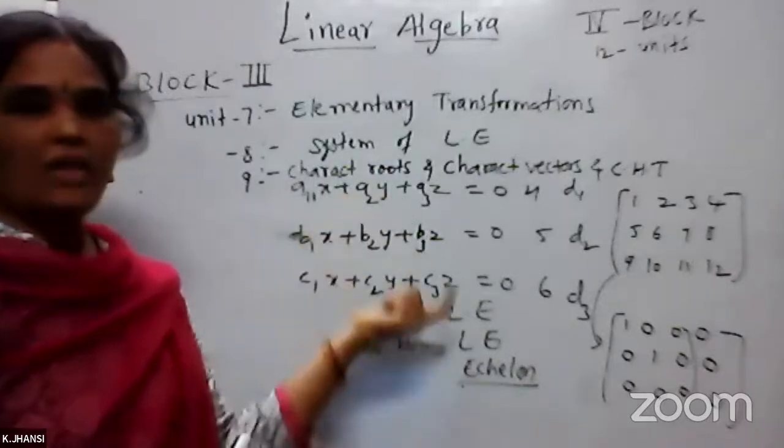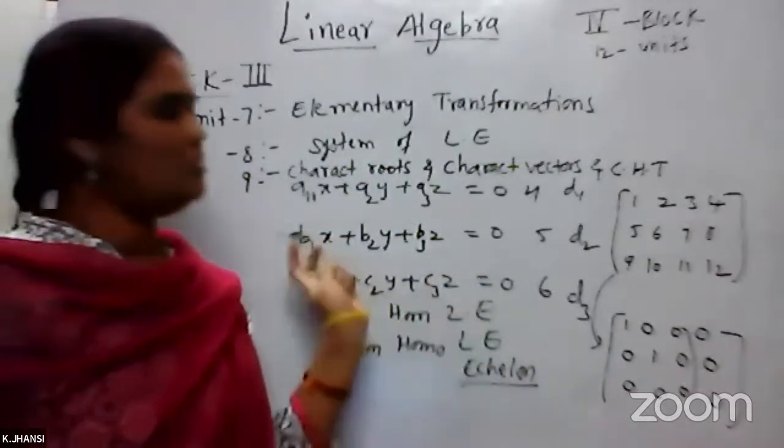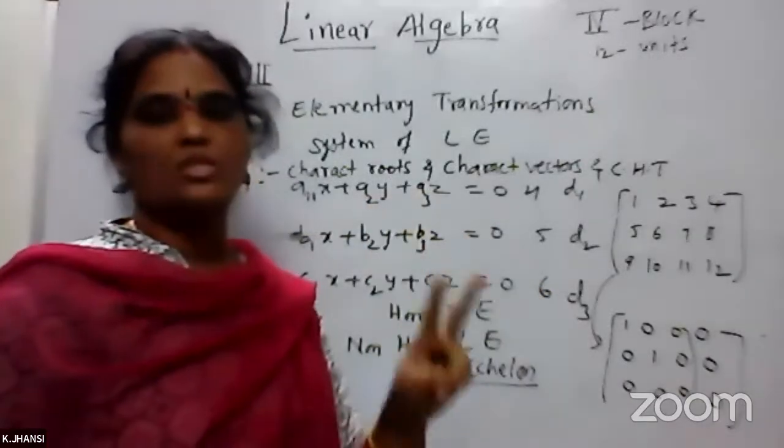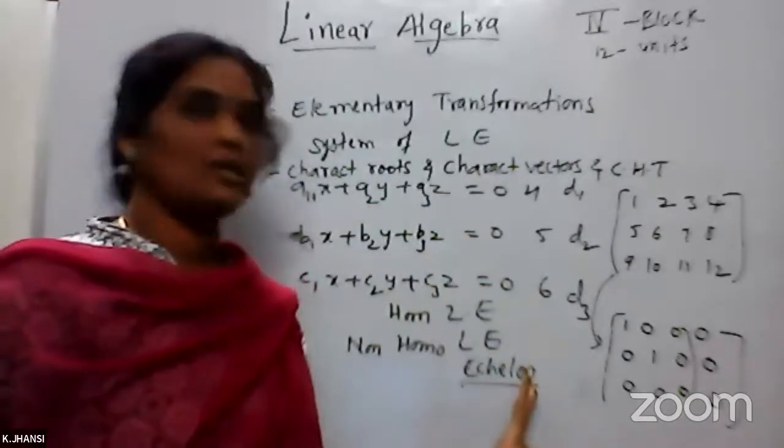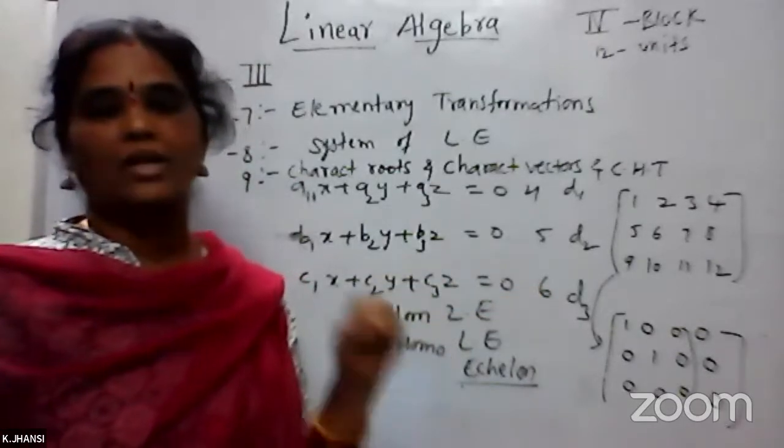So you have to convert the given matrix into echelon form. Count the number of non-zero rows. If 2 non-zero rows are there, then the matrix rank is 2. If 3 non-zero rows are there, then the rank of the matrix is 3.